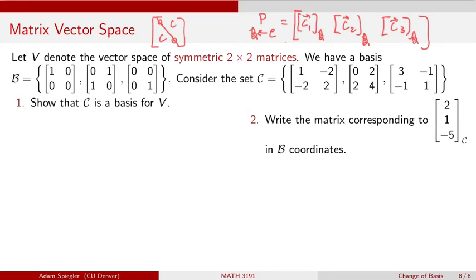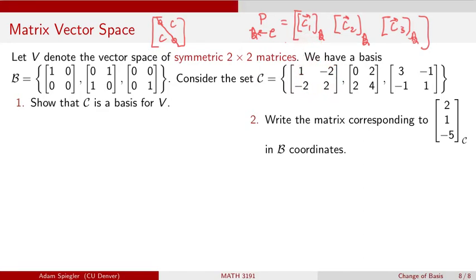And so one way to show that C is a basis, therefore, would be, let's consider the change of basis matrix to go from basis C into basis B. So I know that these vectors are linearly independent in basis B. And so we can construct this matrix by taking each of the elements in our set C and expressing them in B coordinates.